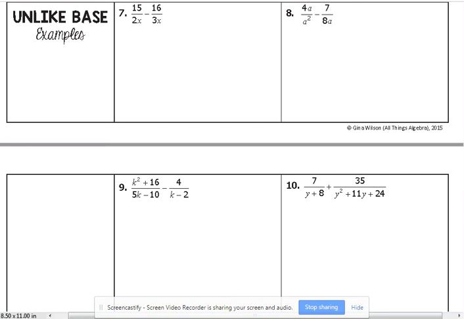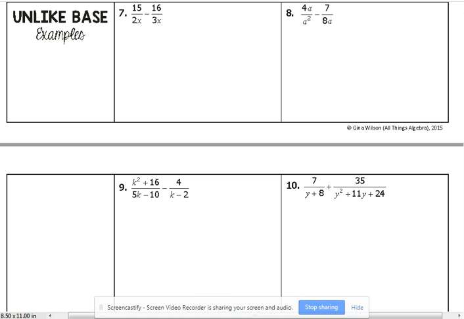Be very careful with these. People get confused as to what's the same and what's different, okay? So let's say, for example, we were trying to add 1/2 and 1/3. What would be the least common denominator there? 6.